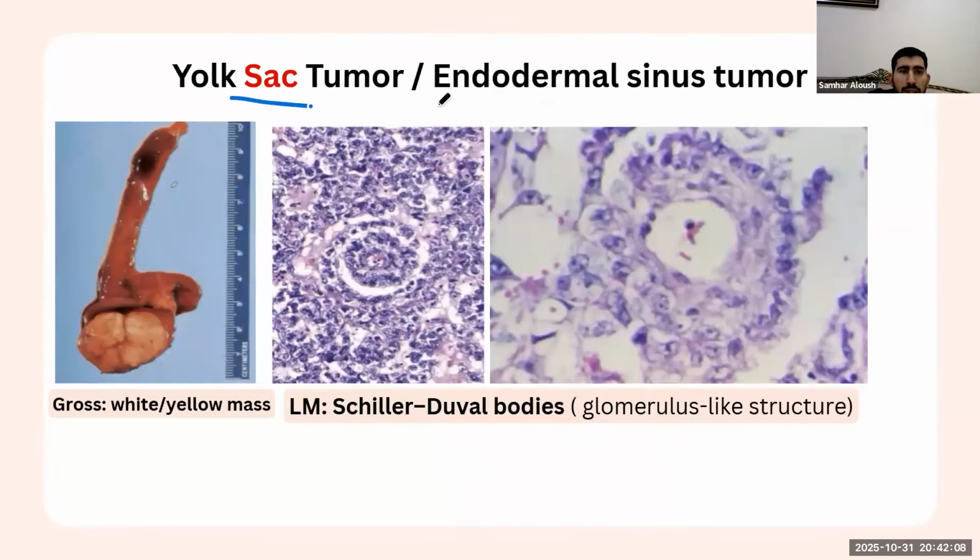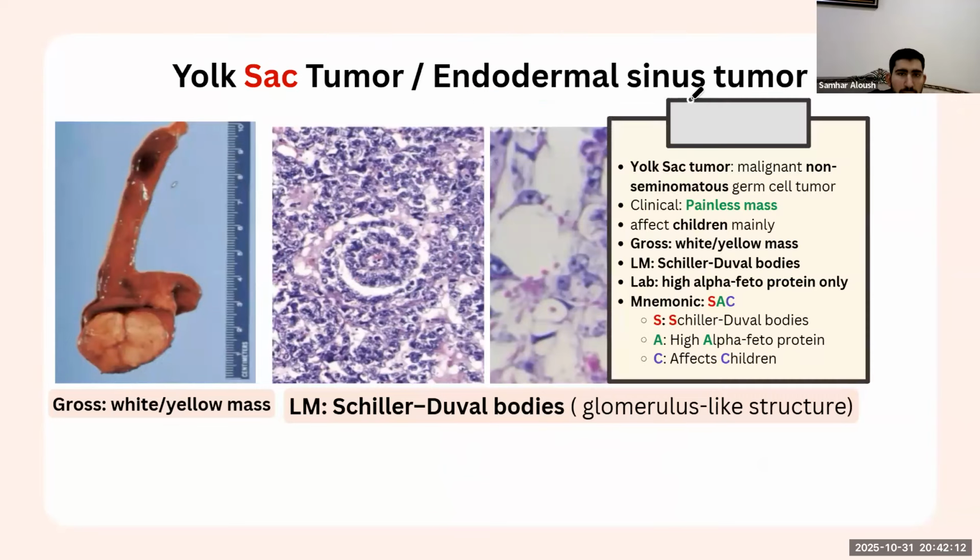Okay, now we have yolk sac tumor. I have a mnemonic for this one. Yolk sac tumor, or endodermal sinus tumor, is also a malignant proliferation of non-seminomatous germ cells. We said germ cell tumors are either seminoma or non-seminoma, so this one is non-seminoma. It's a painless mass, because the only painful mass is embryonal, the vicious one. It affects children mainly. Grossly, it's just a white or yellow mass.